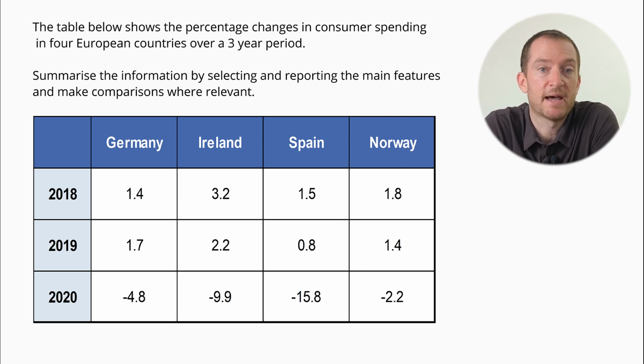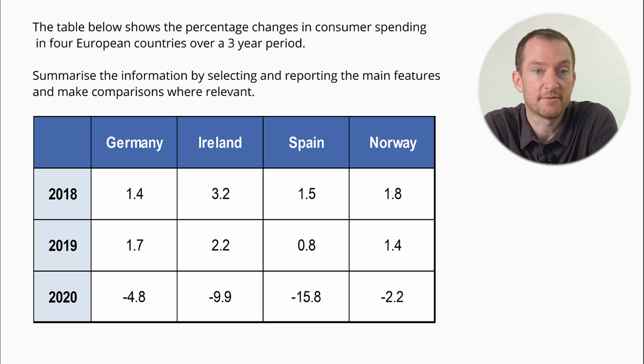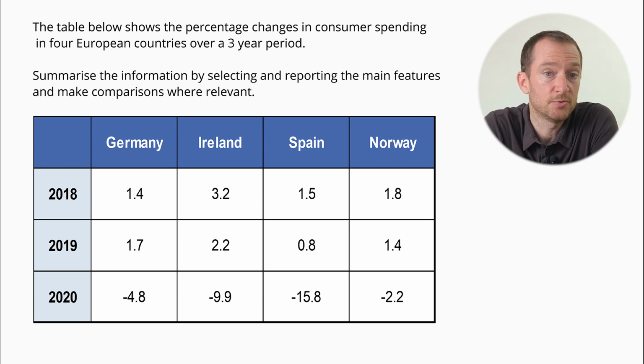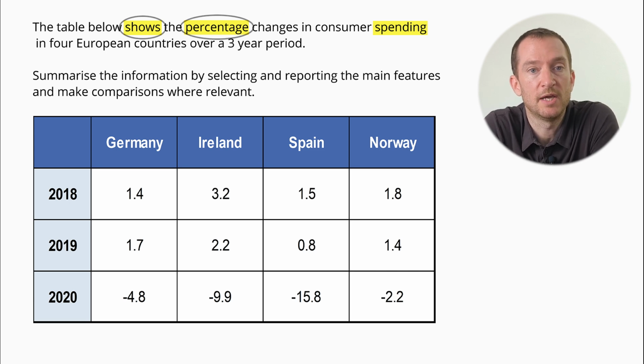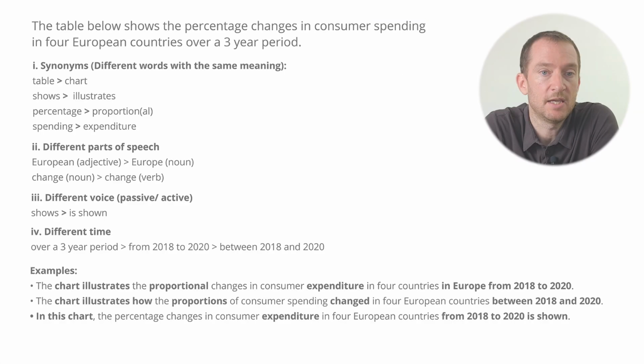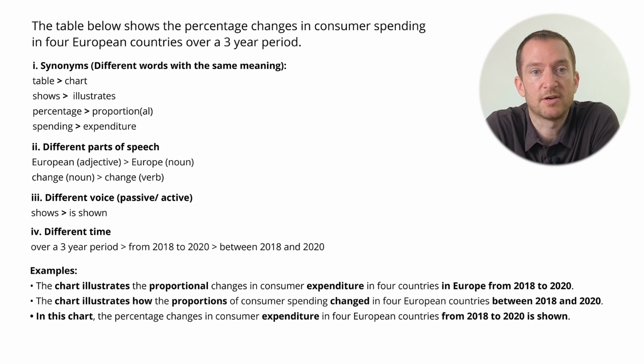The first step of paraphrasing is to look for direct synonyms. Certain words appear in Academic Task 1 frequently, so make sure you prepare synonyms for these. For example, this task includes the words show, percentage, and spending. These are words that appear quite often in IELTS Academic Task 1, especially the words show and percentage. Here are the synonyms we could use for this task.